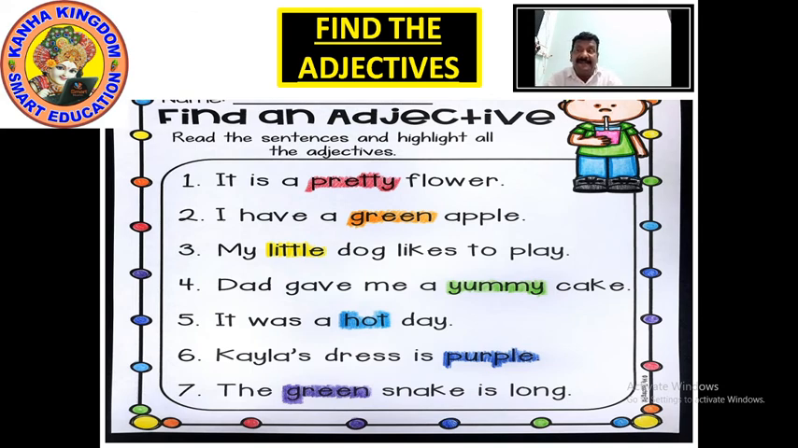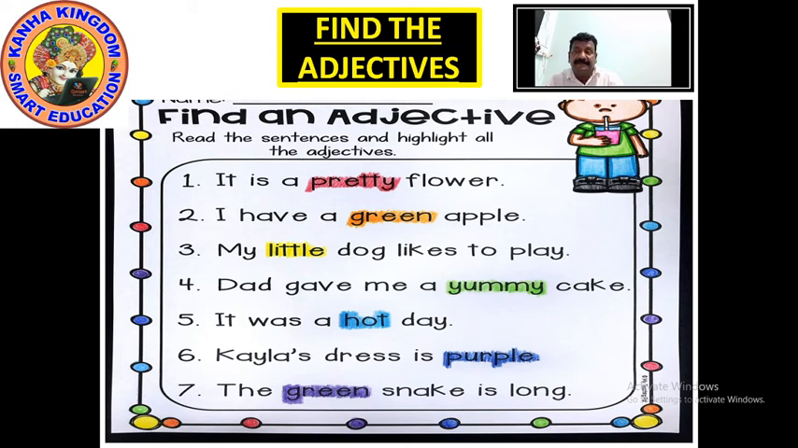Dad gave me a yummy cake. What did dad give me? Dad gave me a yummy cake. Cake is the noun here. What is defining it? Yummy, meaning tasty. Yummy is an adjective. It was a hot day. It's talking about a particular day which is very hot. What is describing the day? Hot.